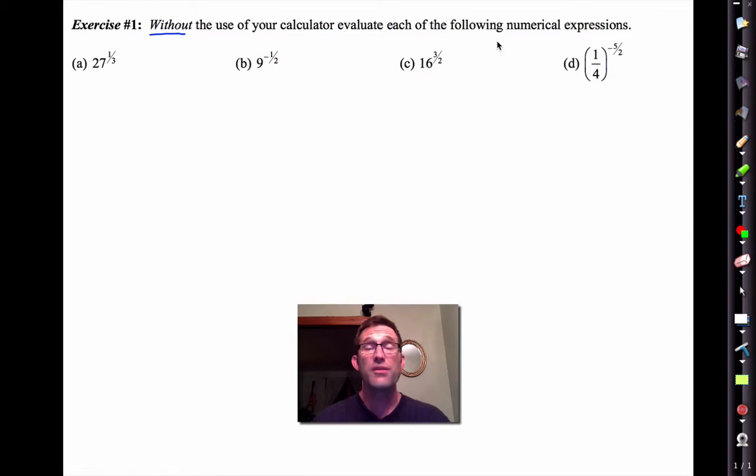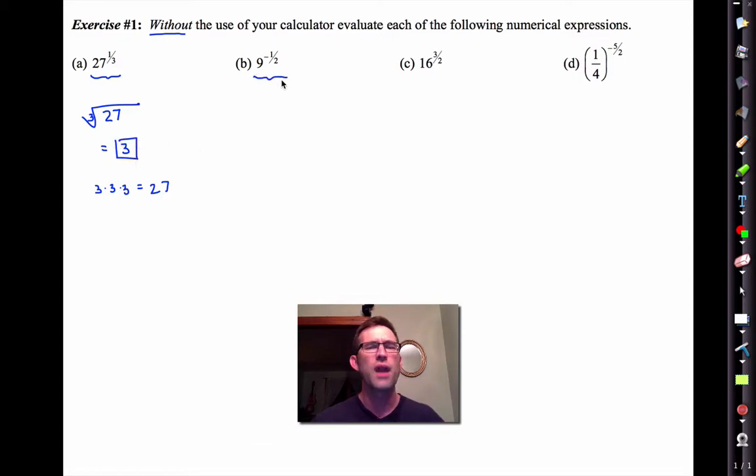All right. Now, obviously, every single one of these is very easy without a calculator, but it wouldn't even make any sense otherwise. 27 to the 1/3. All right, well, what is that? That is, by definition, the same as the cube root of 27. The cube root of 27 is 3. And, of course, it's 3 because 3 times 3 times 3 is 27, right? So 27 to the 1/3 is 3.